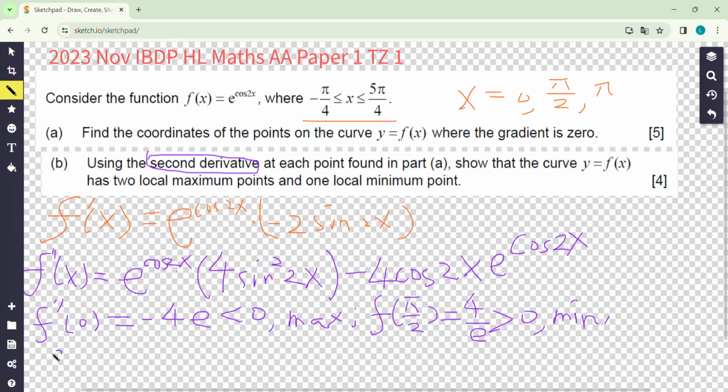Maximum, minimum, that's good, right? Alternate. The last one is pi, and then you work it out. Oh, negative 4y again. Oh, very funny. Negative and maximum again. So it's alternating: 0 maximum, pi over 2 minimum, and pi maximum. Makes sense, right? Up, down, and up. Thank you.